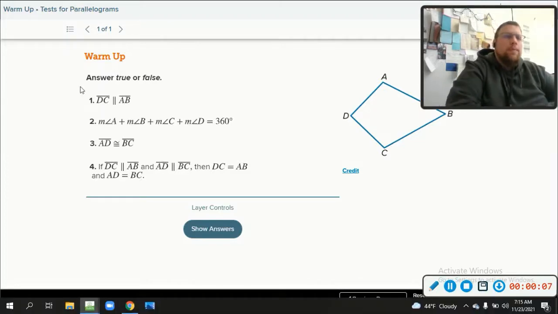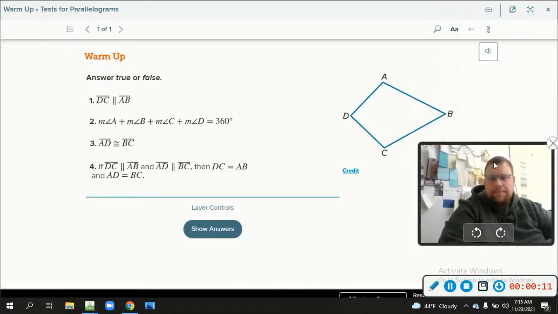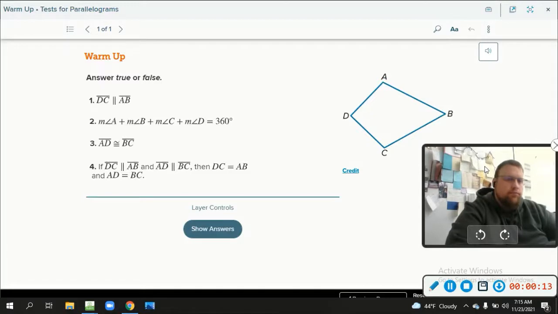This is your warm-up. Answer true or false, given the information. Let me move my picture a little bit out of the way. All right, let's go. Make sure and pause this because I'm going to get going.